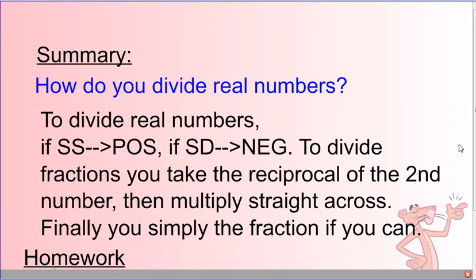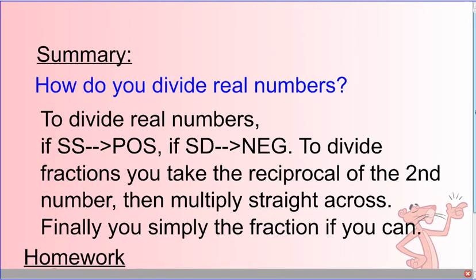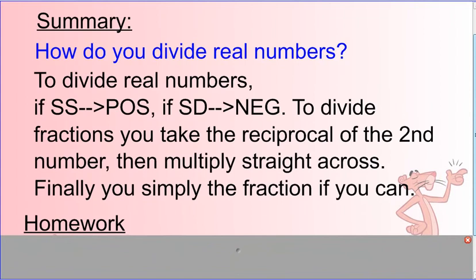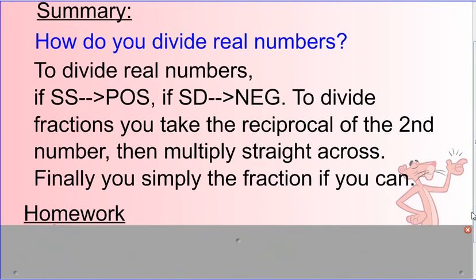Okay, here's what I came up with. I said to divide real numbers, if the signs are the same, you get a positive answer. If the signs are different, you get a negative answer. To divide fractions, you take the reciprocal of the second number, then multiply straight across. Finally, you simplify the fraction if you can. So those are my thoughts on how you divide real numbers.